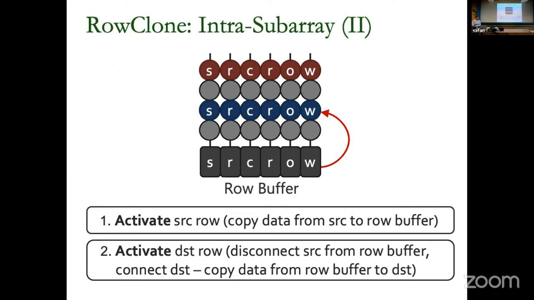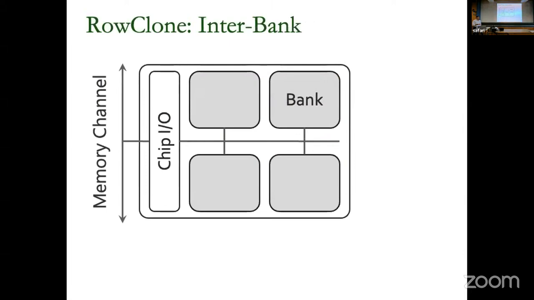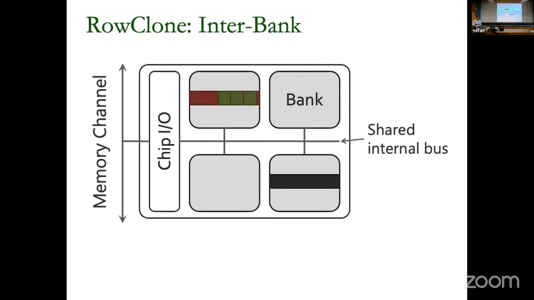As you can see from this figure here, this copy is only possible because the source and destination rows are sharing the same row buffer. But when you have rows across different banks, they are not sharing the same row buffer. They have their own row buffer. So what RowClone proposes to move data from one bank to another is to use the shared interconnect that connects the different banks. So you activate a row and then you do a bunch of reads from one row in one bank to another row in another bank. And then the data copy happens.